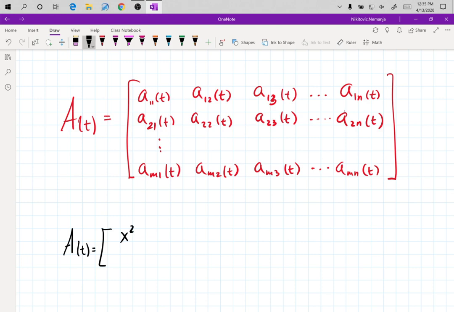X squared, cosine x, e to the, let's say, 2x, and sine hyperbolic x, just to make it as colorful as possible. All right, there you go. So now you have all of these right together.